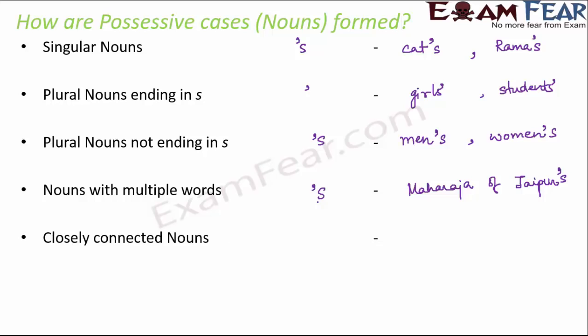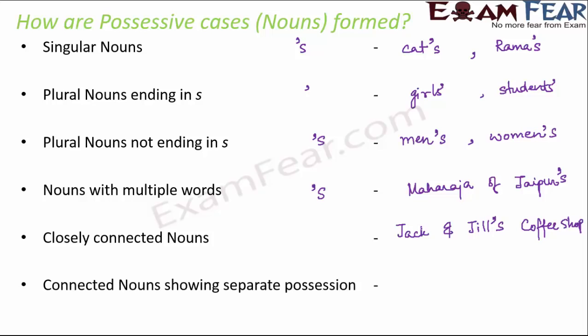Closely connected nouns. For example, if you have a coffee shop named Jack and Jill's Coffee Shop. In this case, you don't say Jack's and Jill's Coffee Shop because Jack and Jill are two closely connected nouns. They are coming together as one unit. Therefore, putting apostrophe S only after the last noun is good enough. So you do not need to write Jack's and Jill's, right?